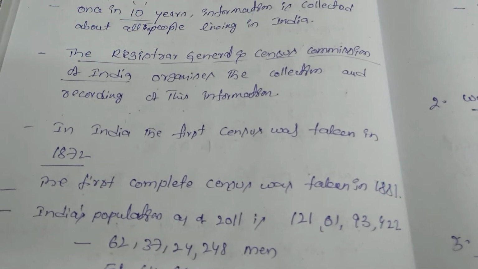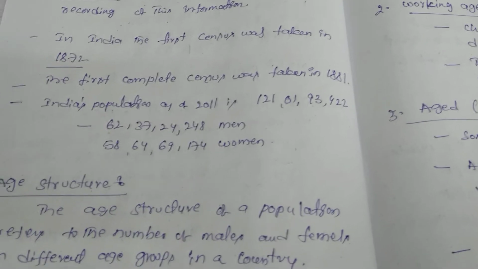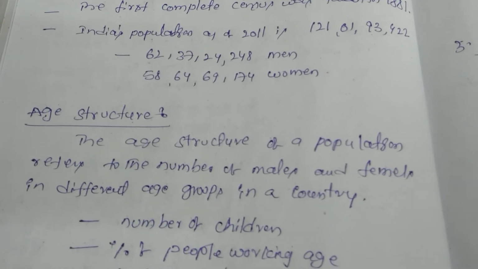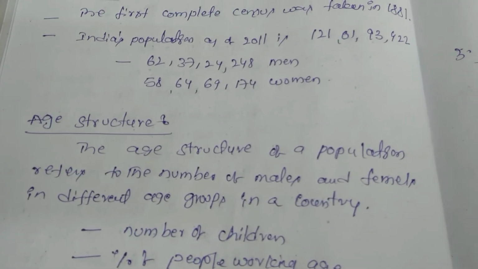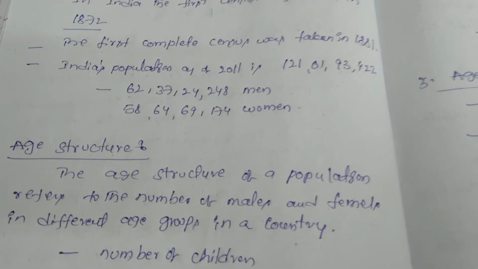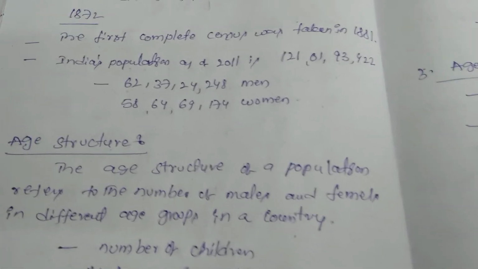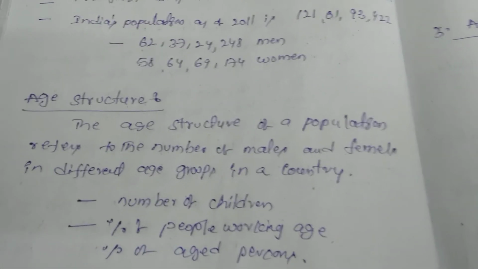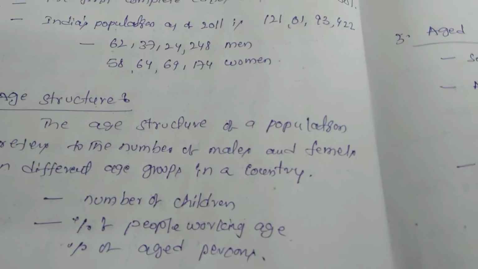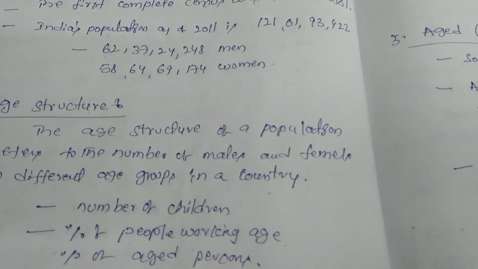Next, age structures. The age structure of a population refers to the number of males and females in different age groups in a country. So we should take the information about the age structure, that is important. Why? Because when the government is going to implement any schemes, implement any laws based on the age group, they will prepare different schemes.